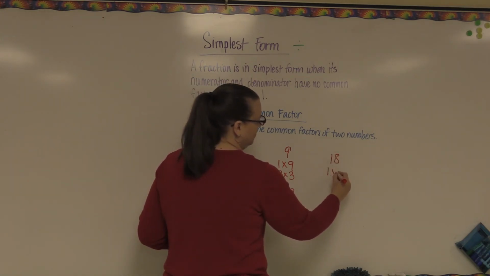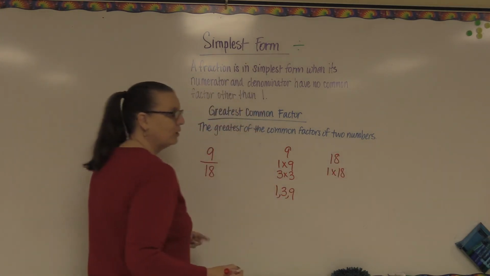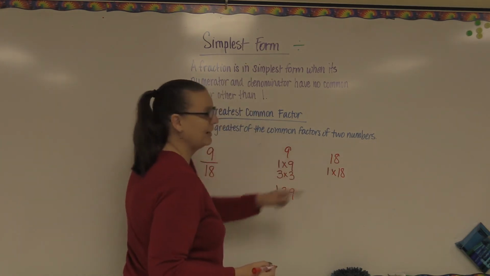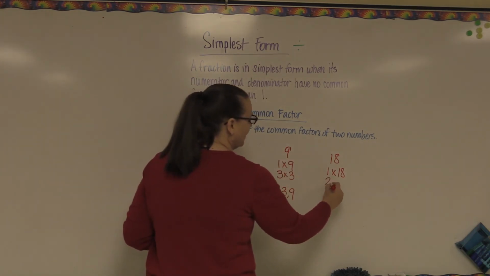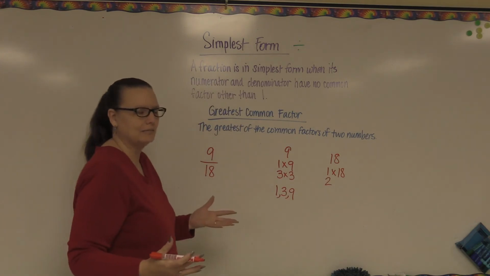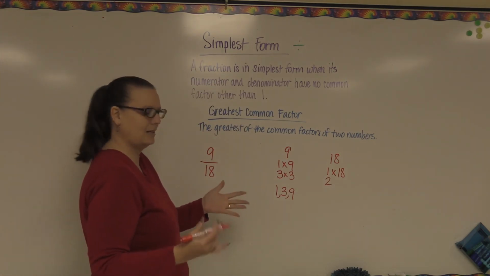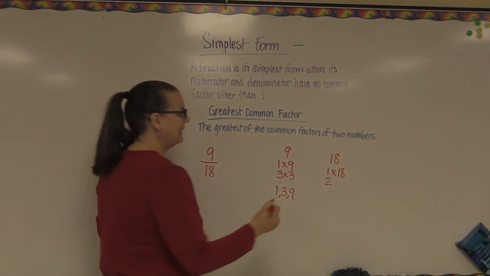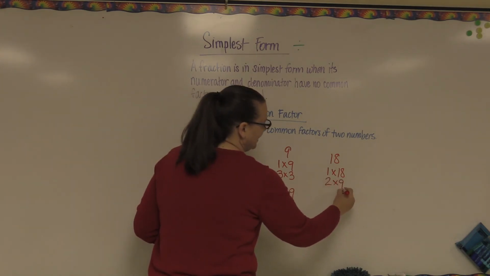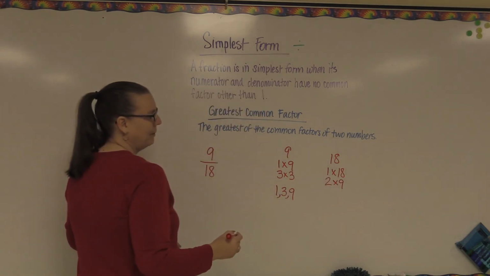Let's do it with 18. Okay, first one is going to be 1 times 18. We know it's an even number because it ends with an 8, so we know we can take a 2 out of it. So 2 times what is 18? 2, 4, 6, 8, 10, 12, 14, 16, 18. 9. 2 times 9. How about 3?